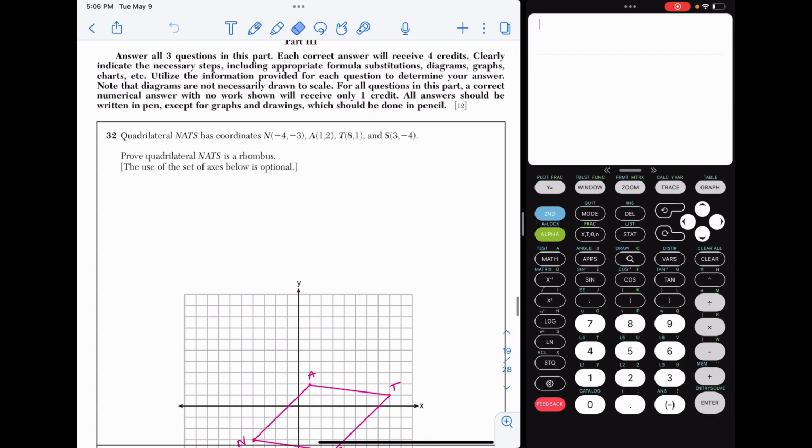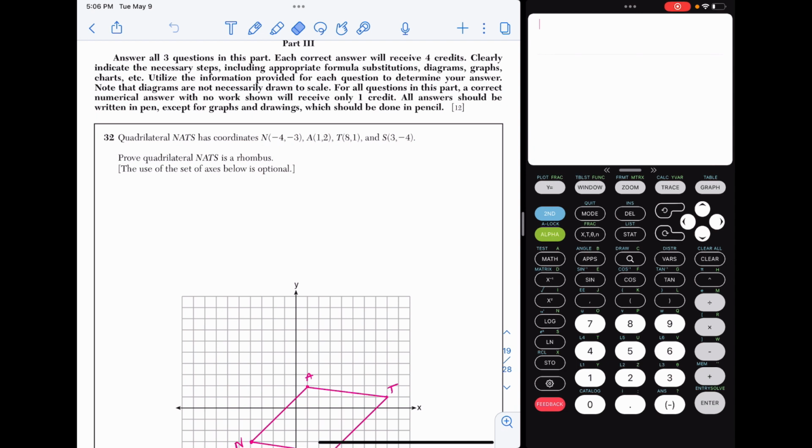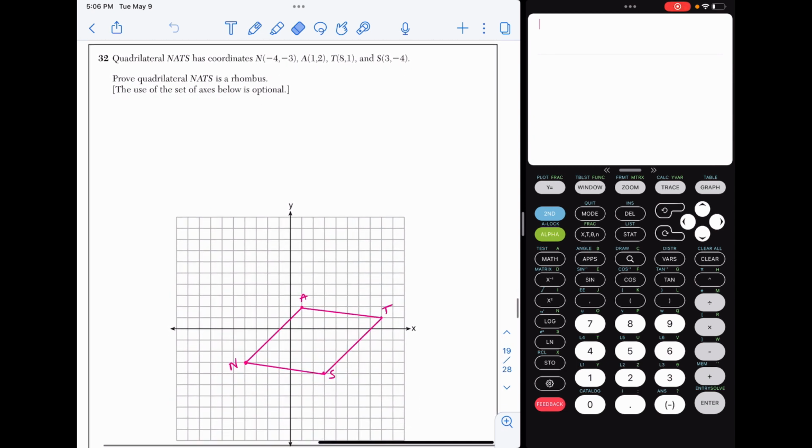Okay, now we are moving on to the part 3 questions. These are 4 points each. And let's start with 32. Quadrilateral NATS has the following coordinates, and we want to prove it's a rhombus.